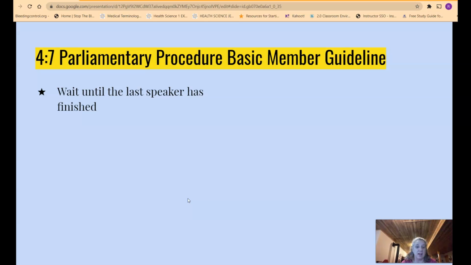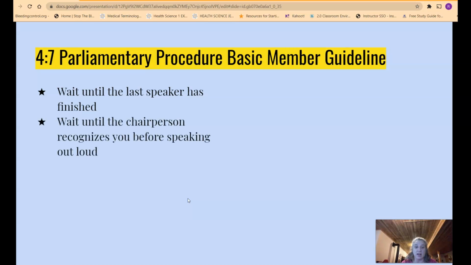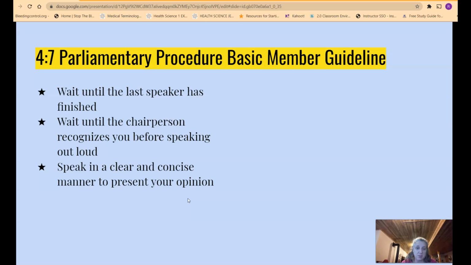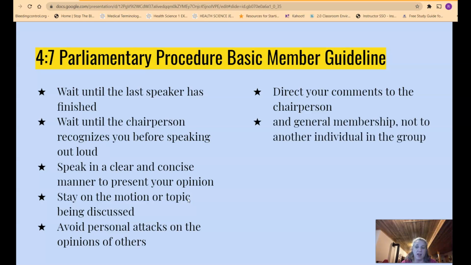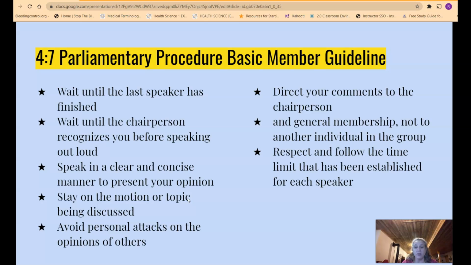There's basic member guidelines when you're part of a meeting like this. You want to wait until the last speaker has finished. Wait until the chairperson recognizes you before speaking out loud. Speak in a clear and concise manner to present your opinion. Stay on the motion or topic being discussed. Avoid personal attacks on opinions of others. Direct your comments to the chairperson and general membership, not to another individual in the group. Respect and follow the time limit that has been established for each speaker, and obey the rules of debate.